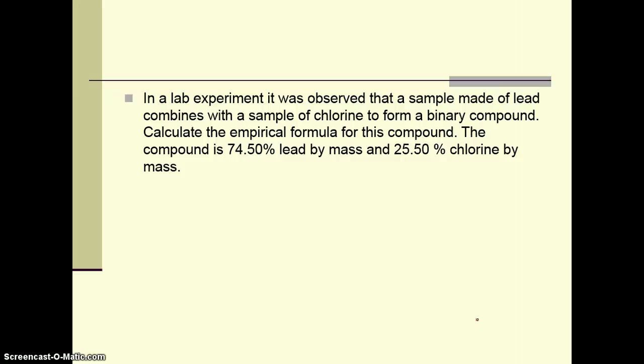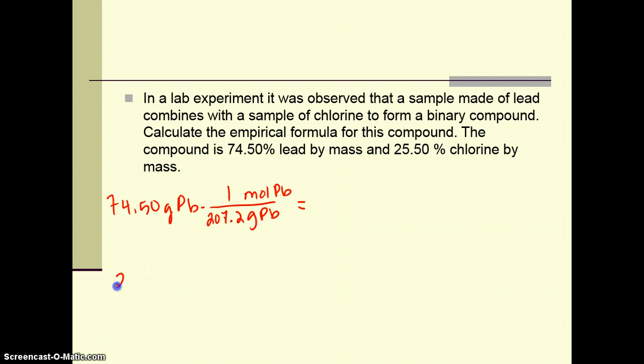Well, it's given in percentages, but let's just assume we have 100 grams. If I have 100 grams total, 74.5% of it is lead. So I'm going to have 74.50 grams of lead. And again, I'm going to convert it to moles, grams of Pb, moles of Pb, 1 mole, and that weighs 207.2.